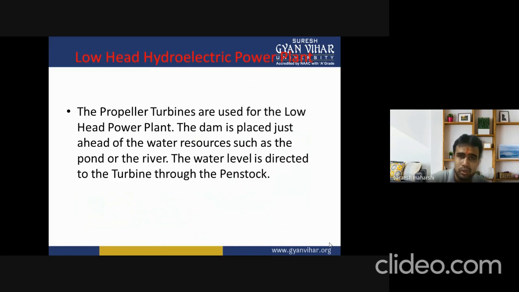In this type of hydroelectric power plant, the penstock is connected through the dam in the lower part. So these types of hydroelectric power plant are called low head hydroelectric power plants, and they are used for a reservoir, rivers, and some particular applications.